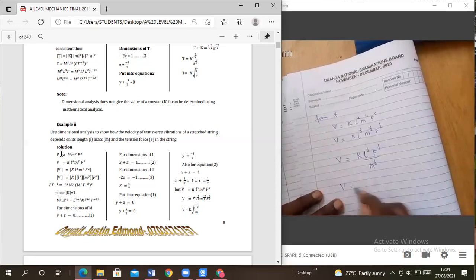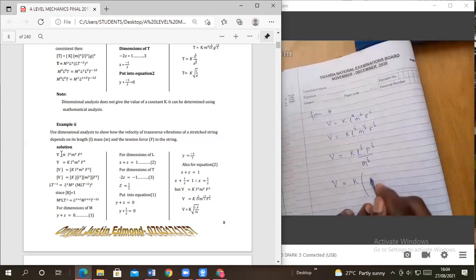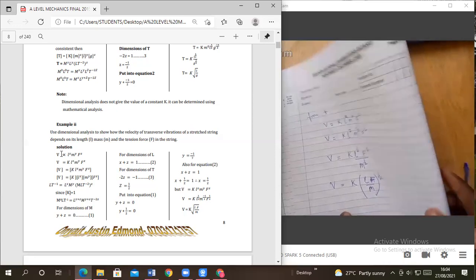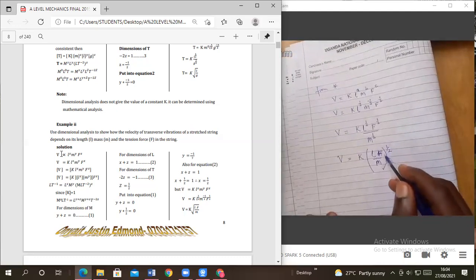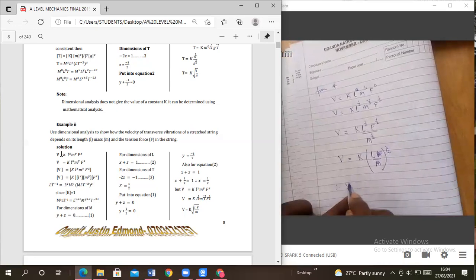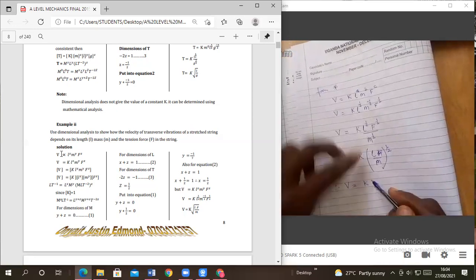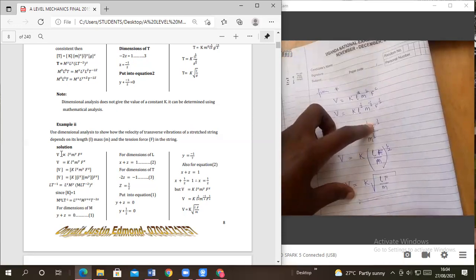So we shall have V equals K into, now we put them under one bracket, LF over M, to the power a half. But any number raised to the power a half is a square root. So therefore, V will be equal to K square root of LF over M. So that will be our formula.